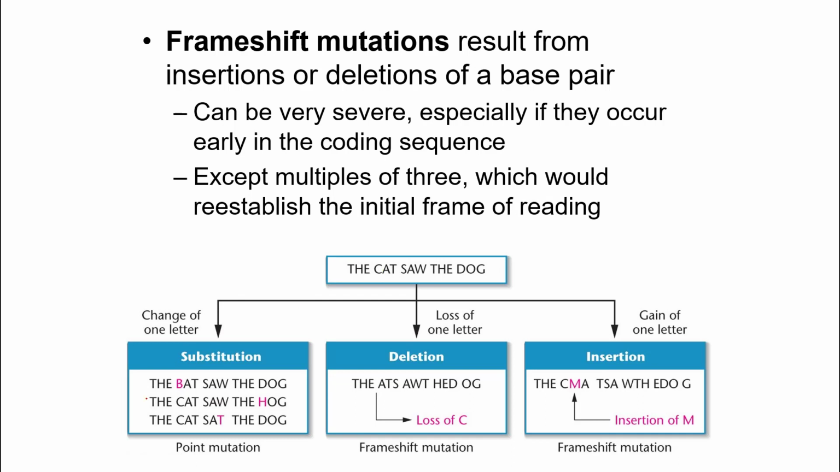Well, if we did a substitution, let's say we had a point mutation, we could have something that says like the bat saw the dog, or the cat saw the hog, or the cat sat the dog. Okay, we've changed things. Maybe these are changes in amino acid, but we haven't changed our reading frame. But let's say we have a deletion. We lose the C. Well, now suddenly we don't have something that makes sense, right? We have the at, ought, head, og. Or if we insert one, we get nonsense again. You can see how frameshift mutations are going to change everything afterwards.